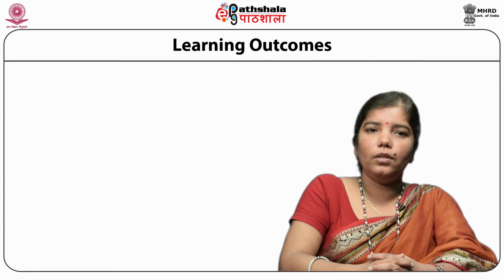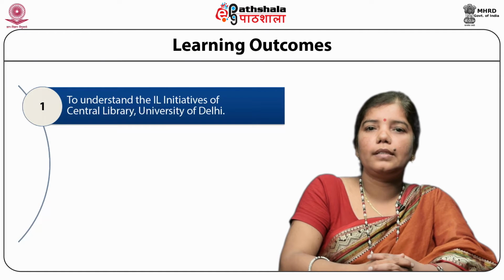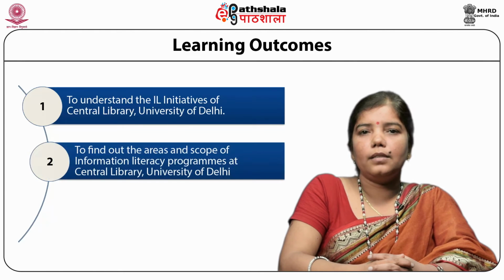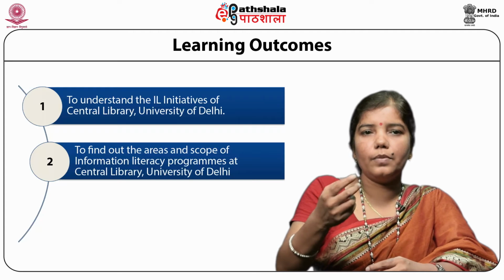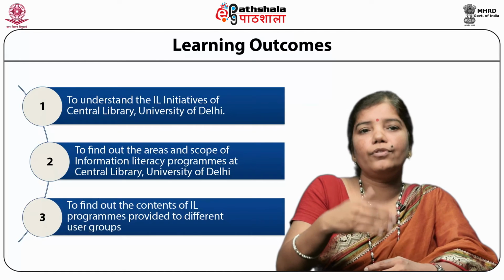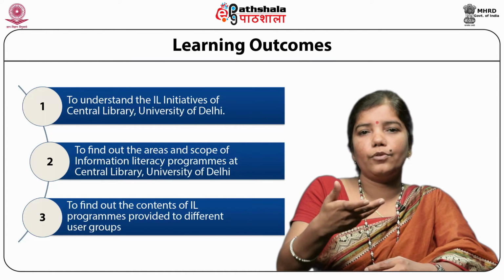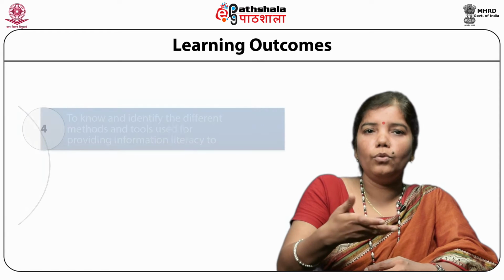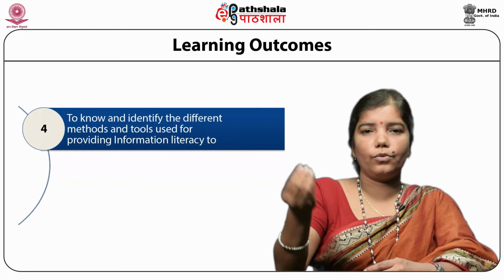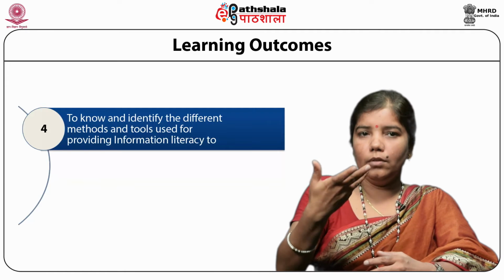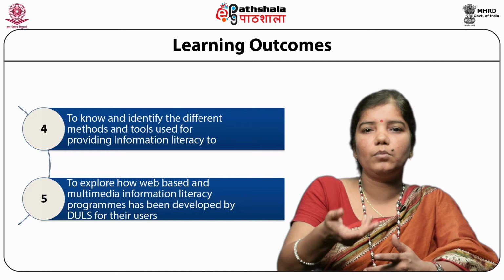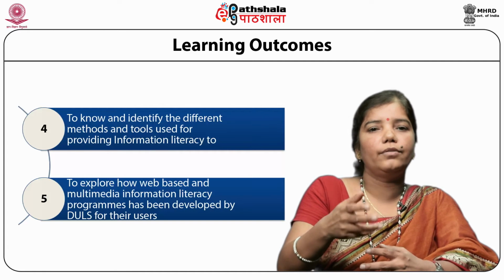So students, let's see what we are going to learn from this module. With the help of this module, you would be able to understand the information literacy initiatives of Central Library, University of Delhi. You would be able to find out the areas and scope of information literacy programs being provided by Central Library. You will be able to find out the contents of information literacy programs provided to different types of users, and to know and identify the different methods and tools for providing the information literacy programs to the users. And in the last, you would be able to explore how web-based and multimedia information literacy programs have been developed by the Delhi University Library System for their different types of users.